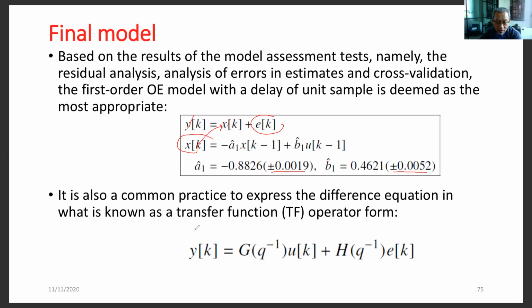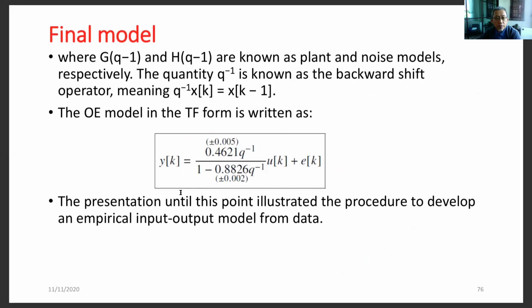So common practice is to use these equations, where G is the deterministic part, meaning the process itself, and H is the stochastic part, which is known as the disturbance or uncertainties that enter the system. So this is the final model, the output error model in the transfer function form, where we can use this equation with the coefficients to compute in the simulation plus the disturbance.